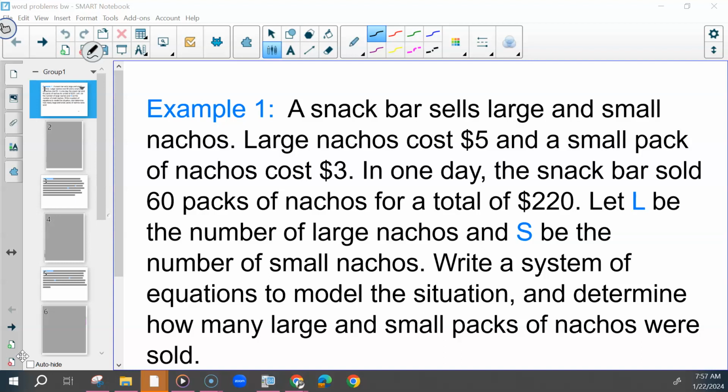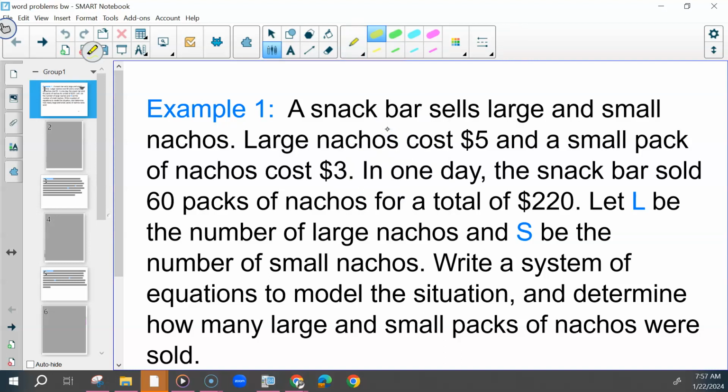For example 1, a snack bar sells large and small nachos. Large nachos cost $5 and a small pack of nachos costs $3. In one day, the snack bar sold 60 packs of nachos for a total of $220. Let L be the number of large nachos and S be the number of small nachos. Write a system of equations to model the situation and determine how many large and small packs of nachos were sold. What's important?